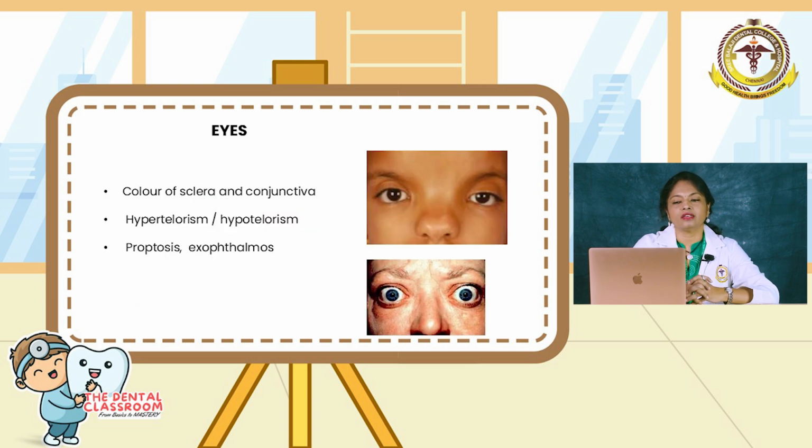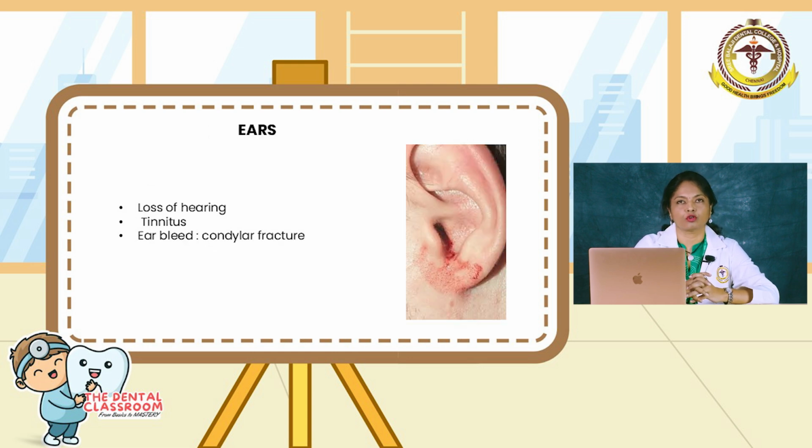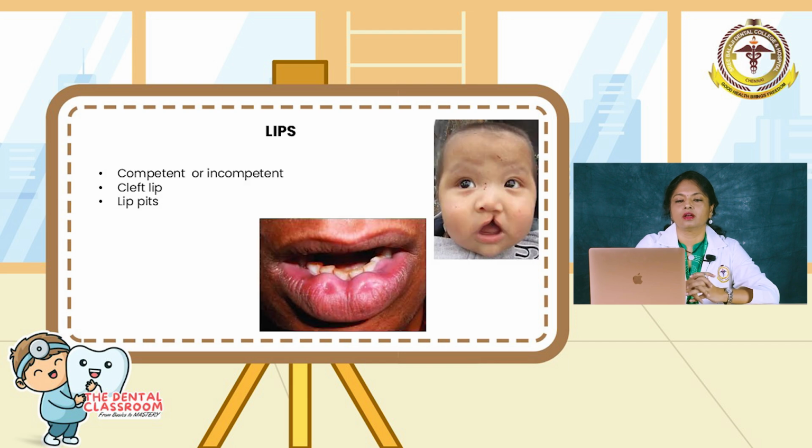We look into the eyes to check for the color of the sclera and conjunctiva. We examine the patient for hypertelorism or hypotelorism, proptosis and exophthalmos. Ears, we check for loss of hearing, tinnitus or any blood in the ear. Blood in the ear can be seen in case of some condylar fractures. We check for competent or incompetent lips, cleft lip or any lip pits.